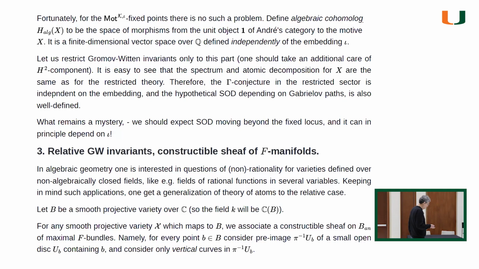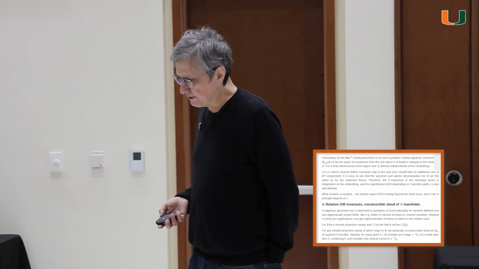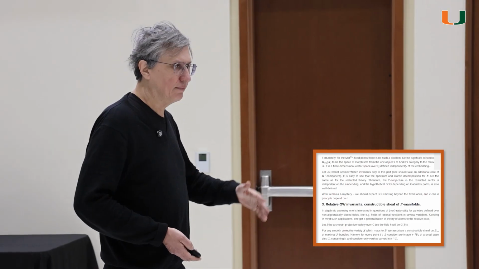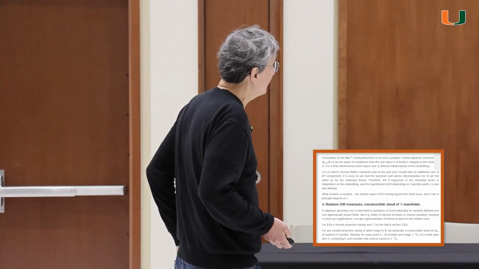So I have as a base field, over which everything is defined, the field of rational functions on some smooth projective variety, which I called B. It's not the base of the F-bundle, it's another base. Maybe S will be a better name. And if you have a variety over this field of rational functions, you can make a model, which should be a complex smooth projective variety which maps to this base, which could be a curve. And what I claim is that we get a constructible sheaf of maximal F-bundles on the base.